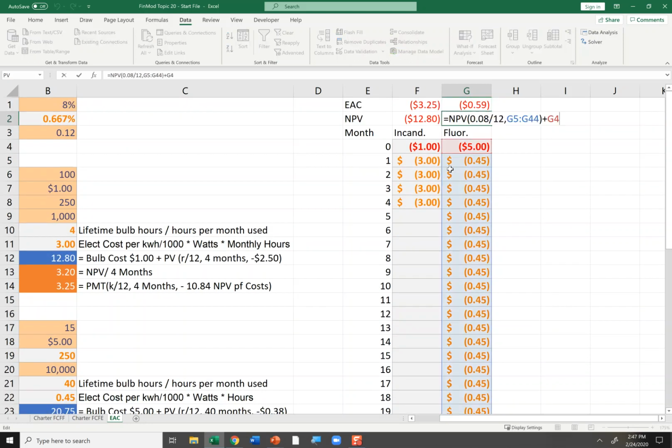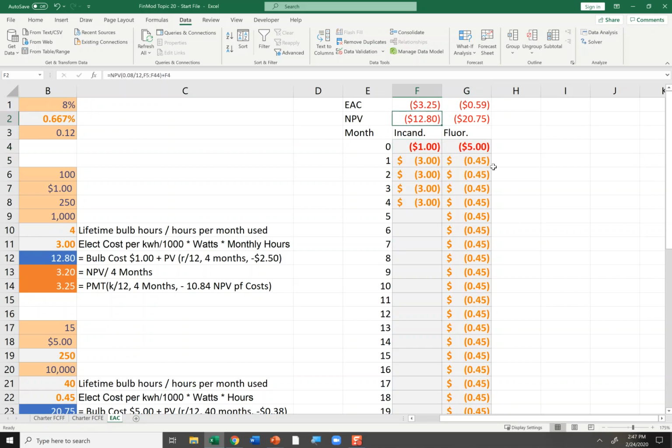So if I calculate the NPV of this fluorescent light bulb, I take the present value of the monthly cash flows at the monthly discount rate, and add back the initial negative $5. So in NPV terms, it's more expensive to buy a fluorescent light bulb than an incandescent light bulb. However, these are mutually exclusive projects, so we can't really compare them because this one lasts for 40 months and this one lasts for 4 months.